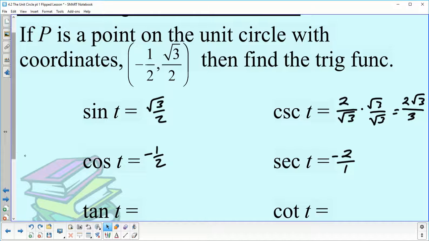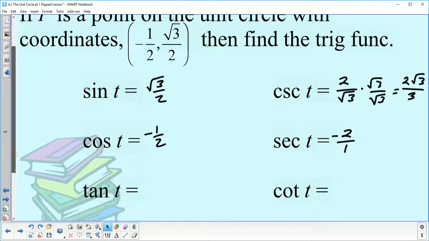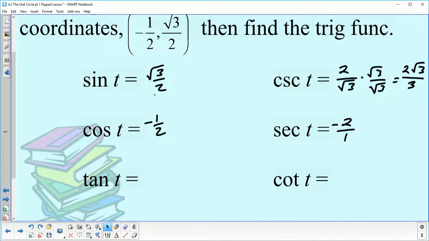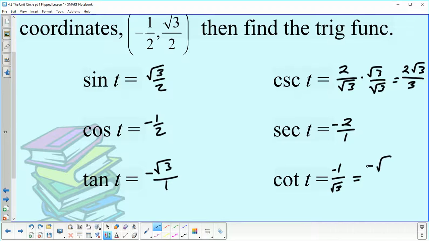And then for our tangent, we're going to do y over x. So sine over cosine, which is going to end up, your 2's will cancel out. We get negative square root of 3 over 1. And then cotangent is the reciprocal of that, -1 over square root of 3. Or rationalizing the denominator, we're going to get negative square root of 3 over 3.